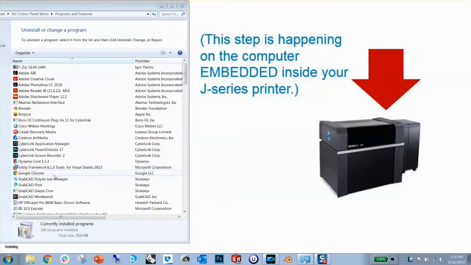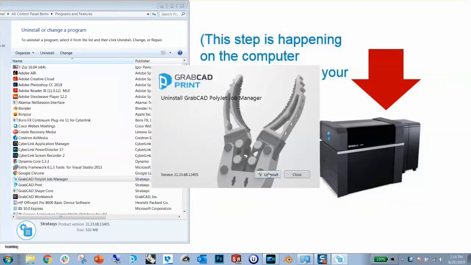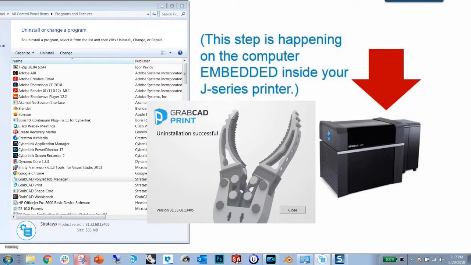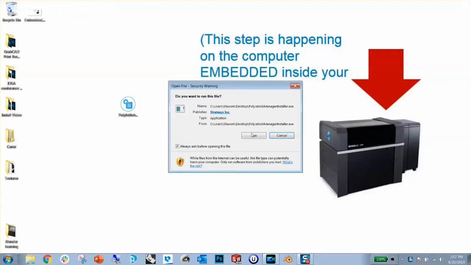Check to make sure you don't already have a version of the GrabCAD PolyJet Job Manager installed on your printer. Sometimes I do that for testing inside the factory. If you have an older version of the Job Manager installed, simply uninstall it before continuing. When you're ready to start the install, double-click on the Job Manager EXE to run it.